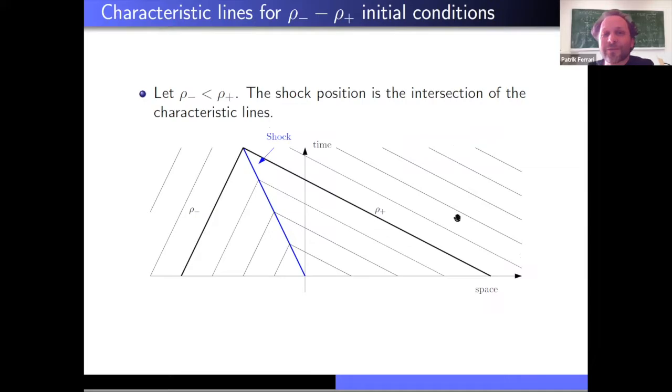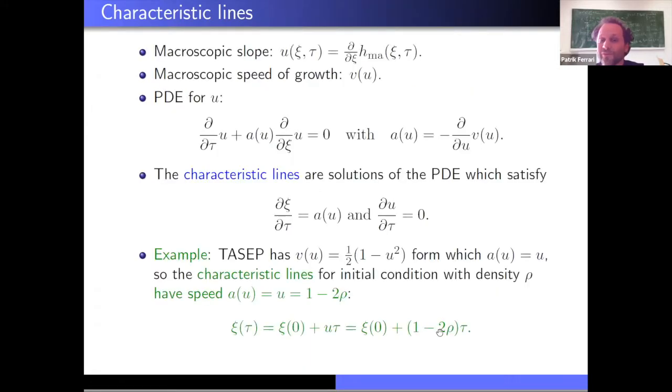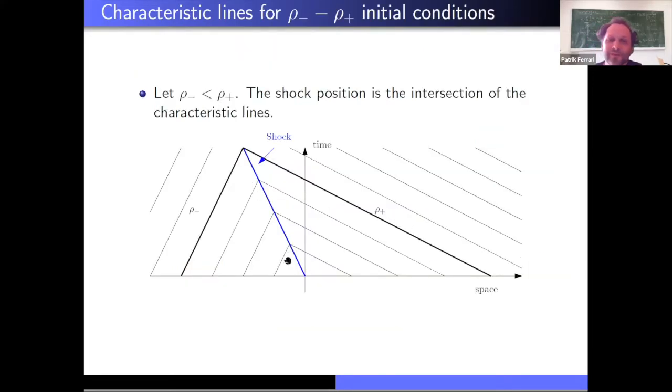Now, what is a shock? A shock corresponds to the case where several characteristic solutions collide. For example, when you have density rho minus here and rho plus here, then 1 minus 2 rho minus will be larger than 1 minus 2 rho plus, which means if you start a characteristic solution from here and one from here, they eventually meet at this point. When characteristic solutions meet, this is the location of the shock.